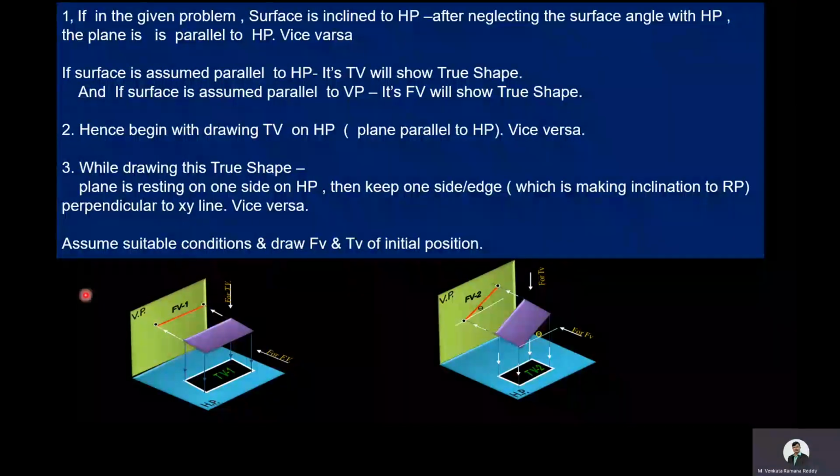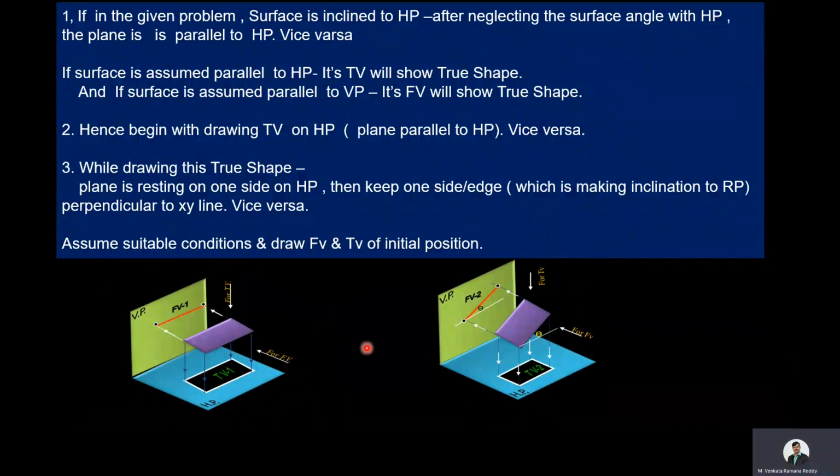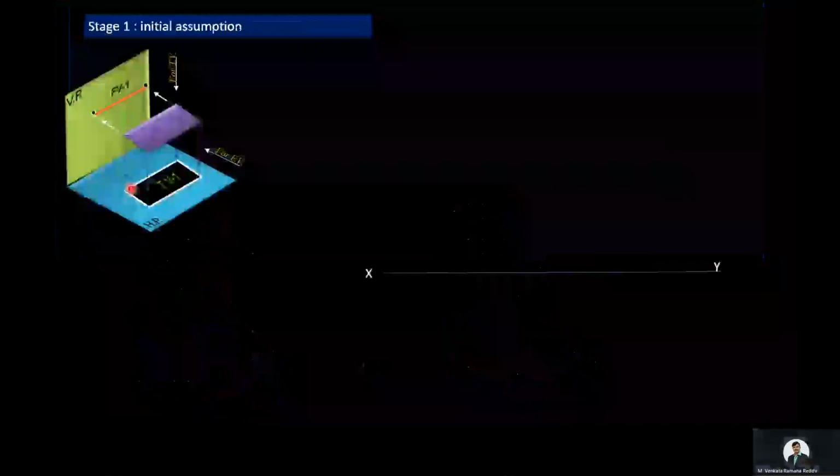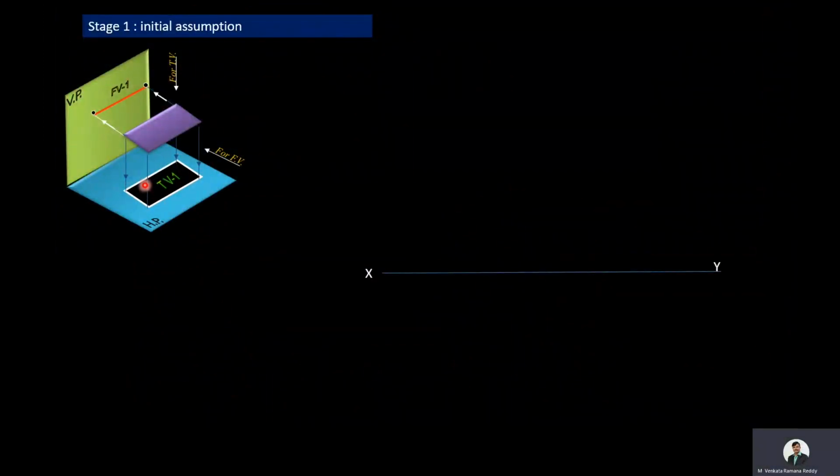Now we'll draw orthographic projections for this pictorial representation. The top view is projected onto the horizontal plane and front view is projected onto the vertical plane. Here we are rotating the horizontal plane 90 degrees clockwise so that the top view comes below the XY line and front view comes above the XY line. Now draw top view first as we are getting true image in the top view.